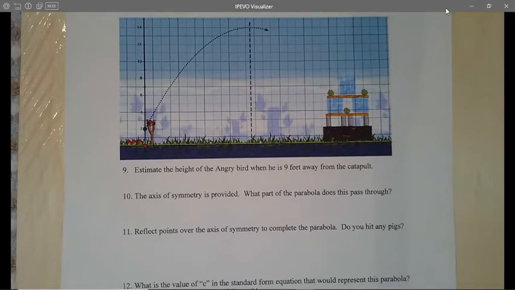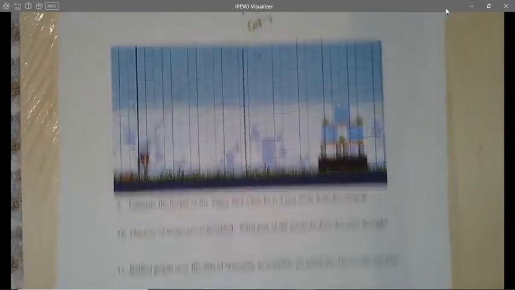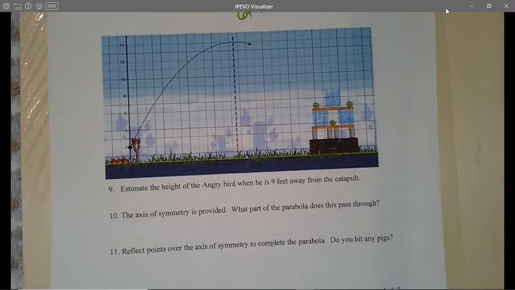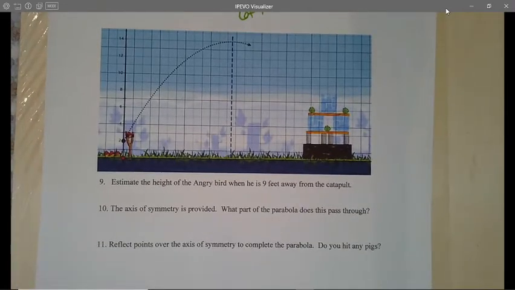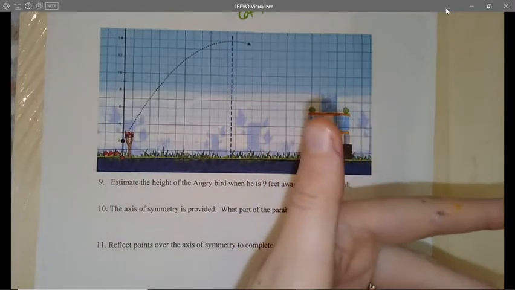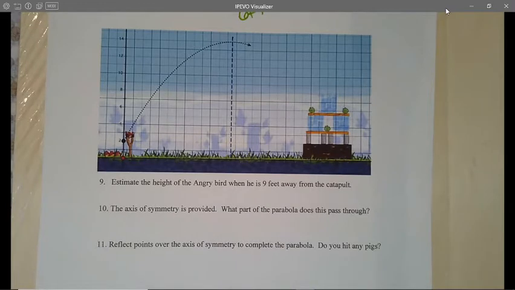Welcome back. We are now going to be going over the remainder of this worksheet, and we're going to be applying it to the same situation, an angry bird getting launched through the air, but it'll be a different angry bird flight path. And if you see, we don't have the equation this time. We just have to interpret things from the graph.